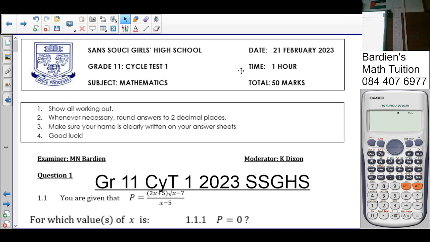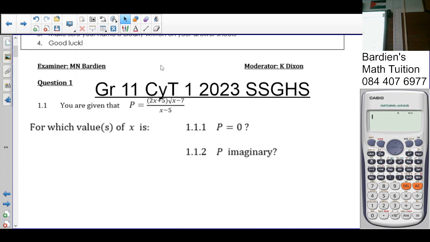Okay, if there's a missed mark and the mark must be given to you, don't jump up and scowl. You will get it. I don't get paid extra if I don't give you the mark. Alright, let's go. So yes, the paper was for 50 marks for 1 hour.